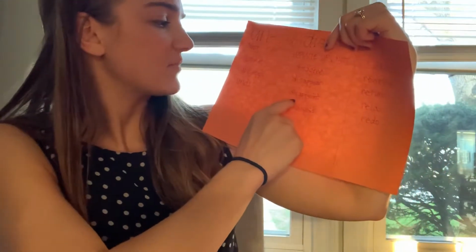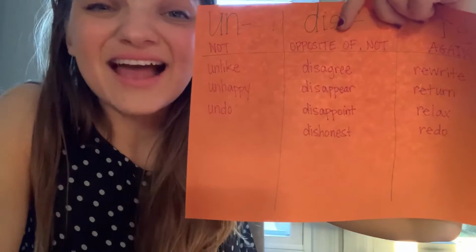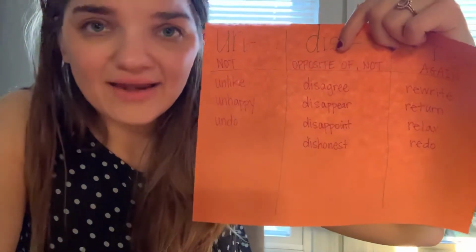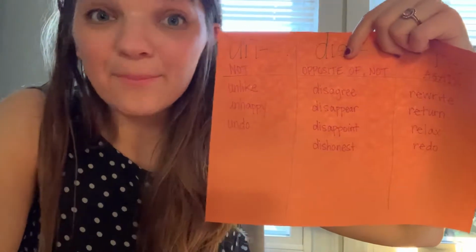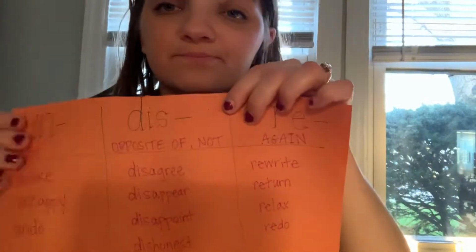Or if somebody is, oops, I don't know if you can see with the lighting, sorry, dishonest. If somebody is dishonest, they are the opposite of honest. Honest means you tell the truth, so the opposite of that would mean they do not tell the truth, they lie. Then the last prefix I want to talk about is re, okay?